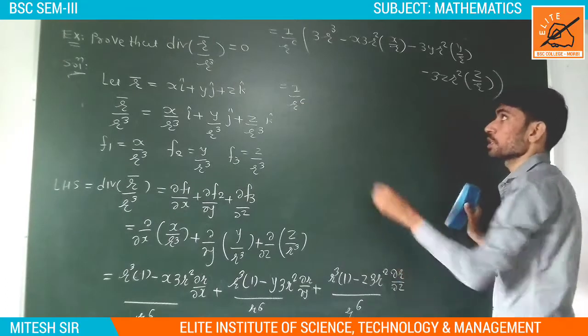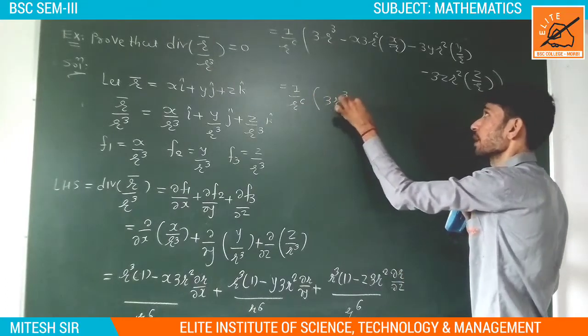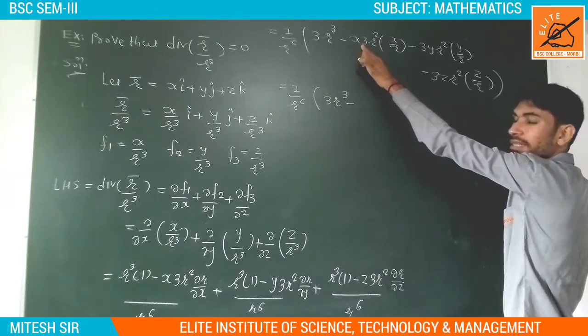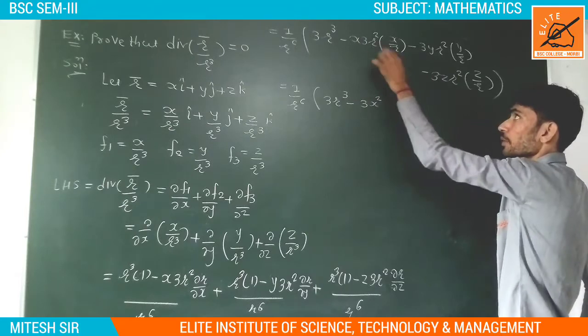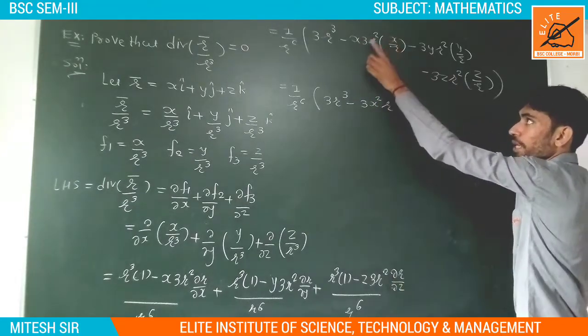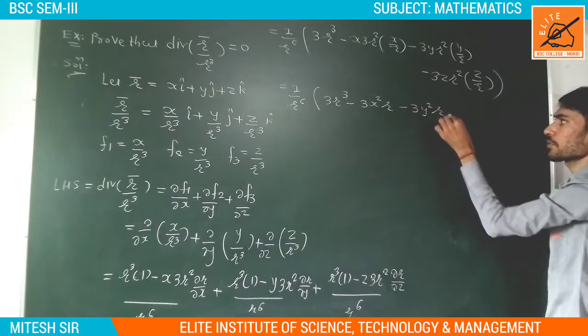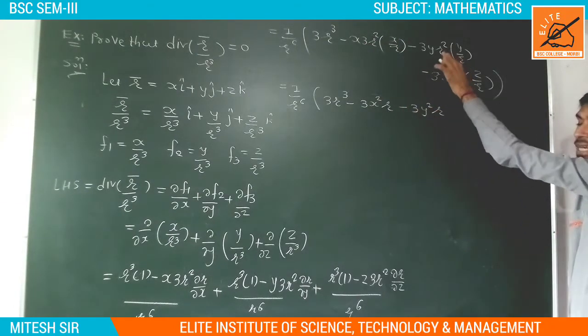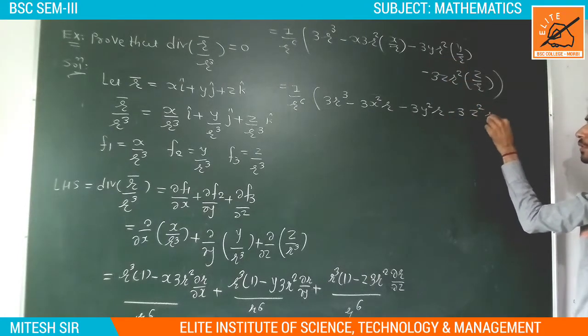1 upon r raised to 6, 3r cube as it is, minus 3x square, here 1r is cut, so remaining is just r. So here x square into 3 into r, minus 3y square into r, here 1r is cut, minus 3z square into r.